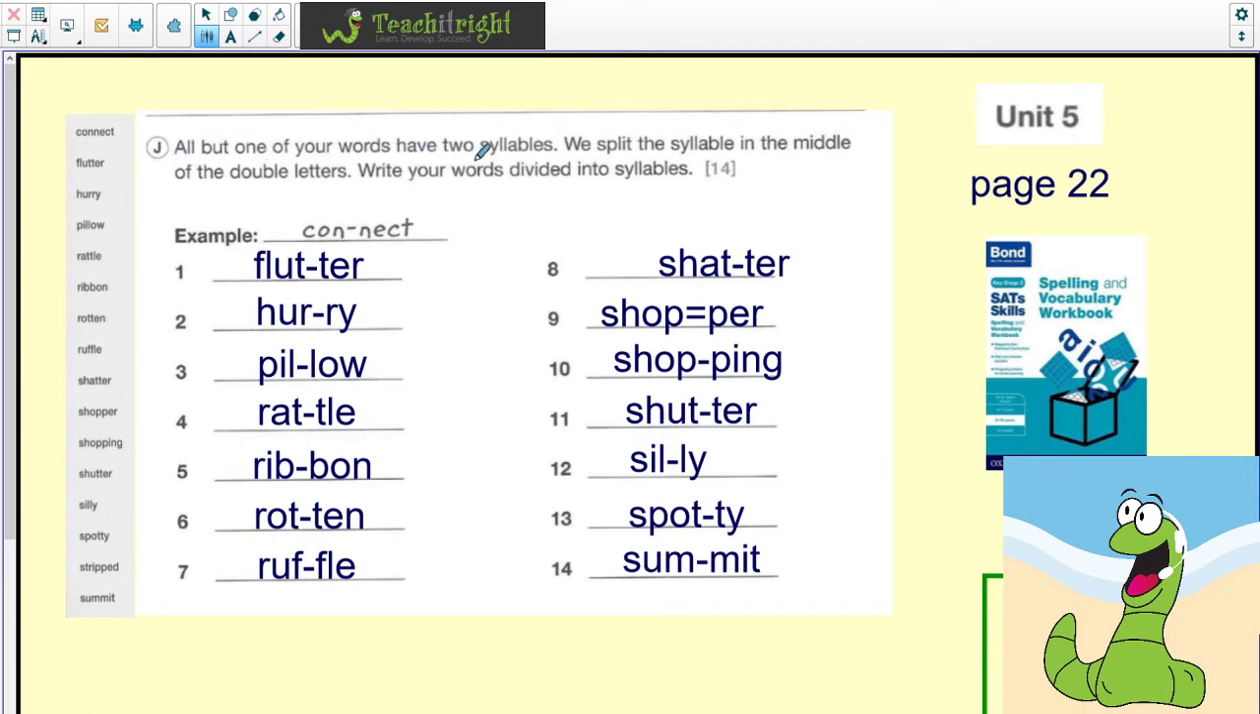All but one of your words have 2 syllables. We split the syllable in the middle of the double letters. Write your words divided into syllables. So there you can see all the words split into their syllables. Okay, I don't really know why we've got an equal sign there. We don't really need that. We'd only need something that shows you that it's split in half. There we go. That looks better, doesn't it? So hopefully you can just check that you've split them correctly into their syllables. And that can also be another way of spelling words as well, can't it?